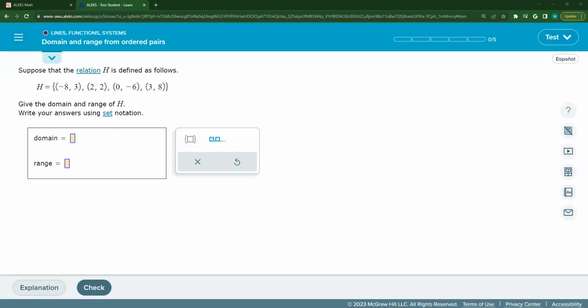Okay, so domain and range from ordered pairs. The first thing that you need to remember is domain is the input. And in general, when we're talking equations or points, it will be the x coordinate. The range is the output, and generally the y values.